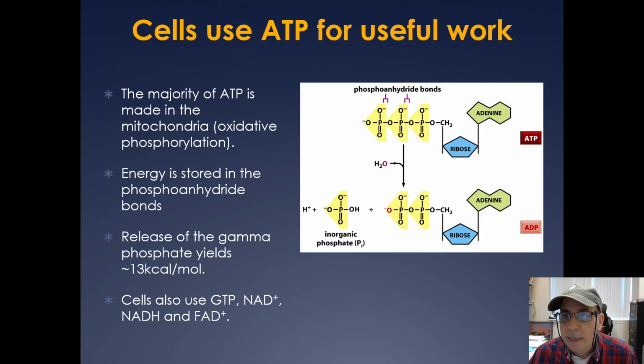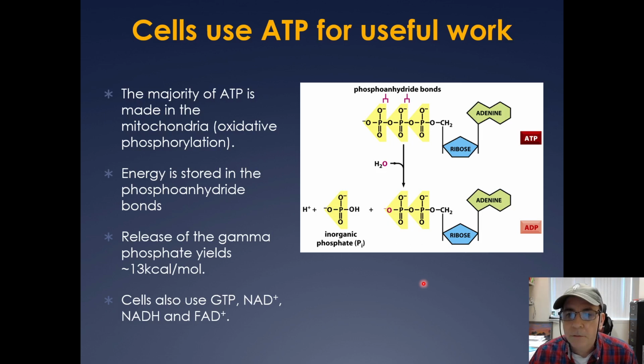In the case of ATP, the majority of the energy is stored in these phosphoanhydride bonds. And if you look, the release of the gamma phosphate here yields approximately 3 kcal per mole of energy. Other stores of energy in cells are in the form of GTP and NAD and NADH, as well as FAD.